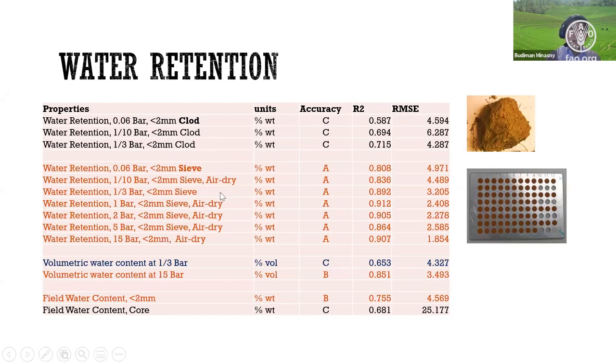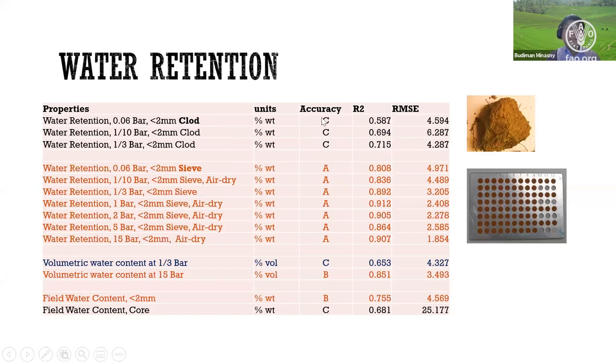So if it is sieved and dried samples that look similar like this, we can have a high accuracy in measuring the water retention at 0.06 bar or 6 centimeters. This is 60 centimeter, 100 centimeter, 300 centimeter. People call it 1/3 bar, the field capacity in the US. It's very accurate, but remember, this is sieved samples, right? But if it's a clod sample that looks like this, and you crush it and you measure it, the accuracy is relatively low.